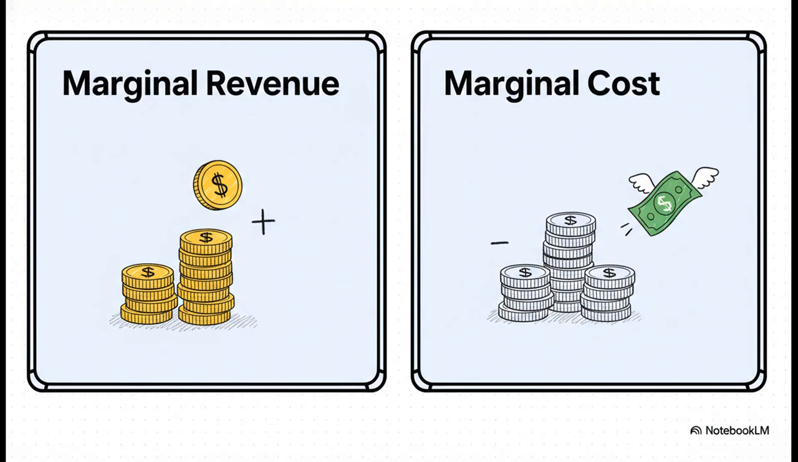So, here are the two core components of our analysis. On one side, we have marginal revenue. This is simply the extra money you get from selling one more item. And on the other side, we have marginal cost. That's the extra cost you incur to produce that one more item. The key word here is one. We're focused exclusively on the impact of the next single unit.